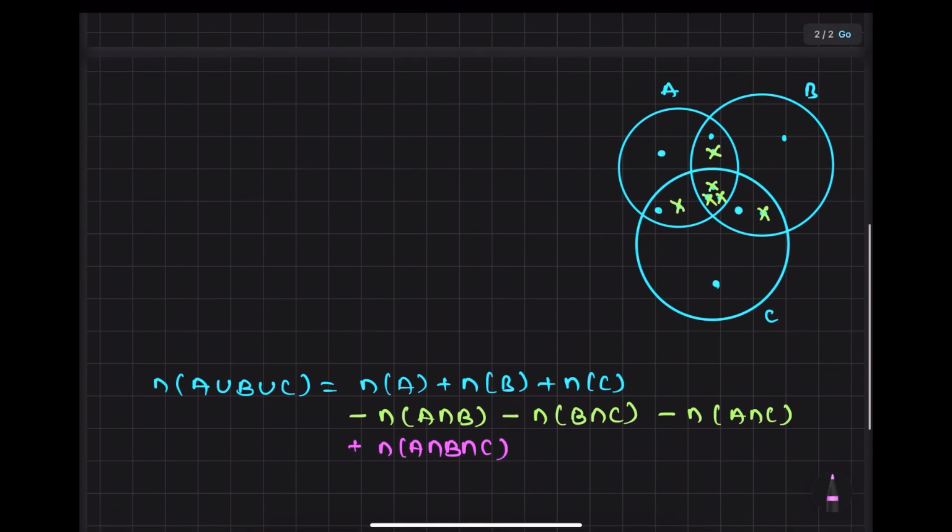Now whenever you are solving questions from this topic, always try to take help of a Venn diagram. It will become much more convenient. And whenever you are substituting the values, always start with this room. Also try to understand the behavior of this room.